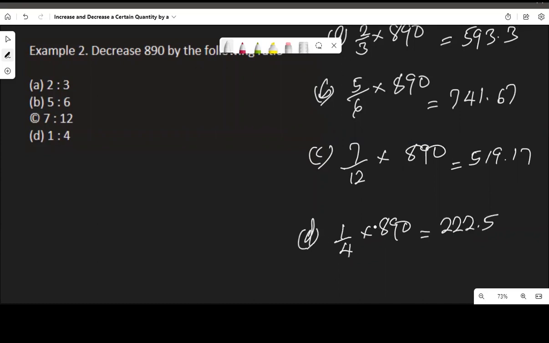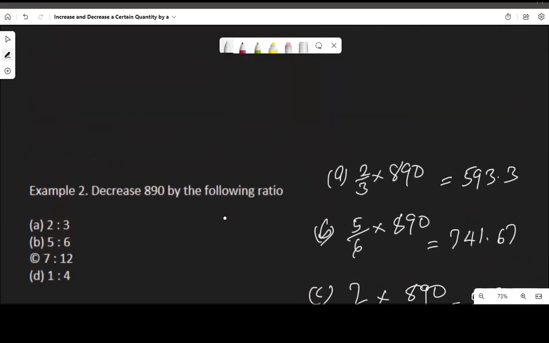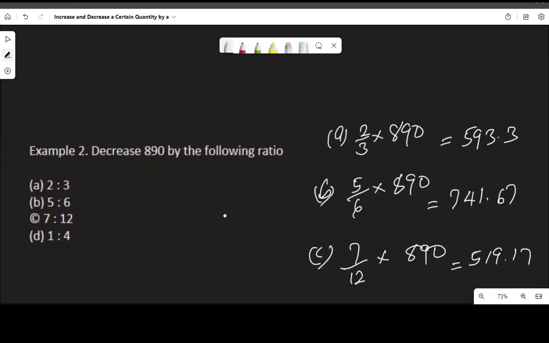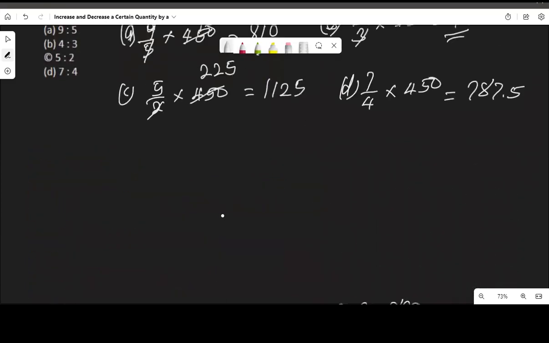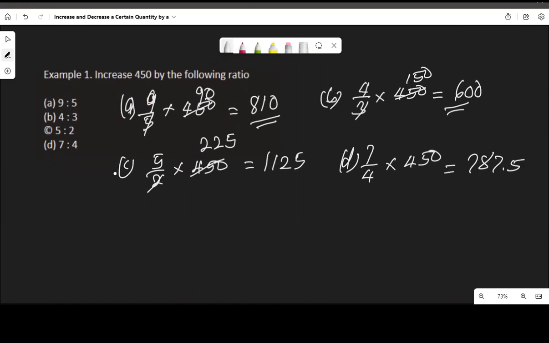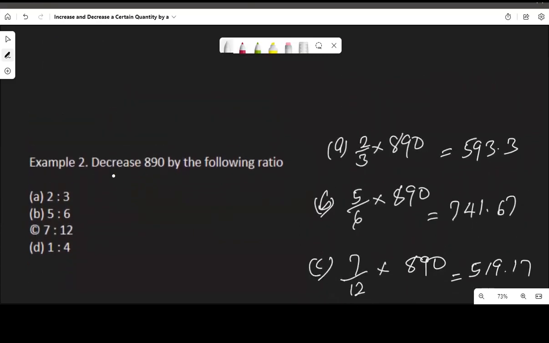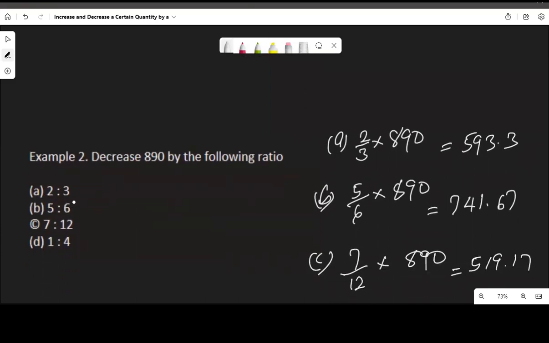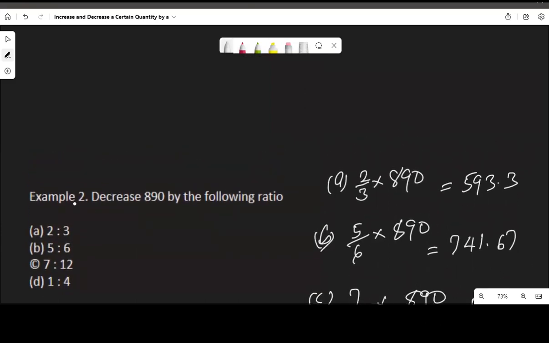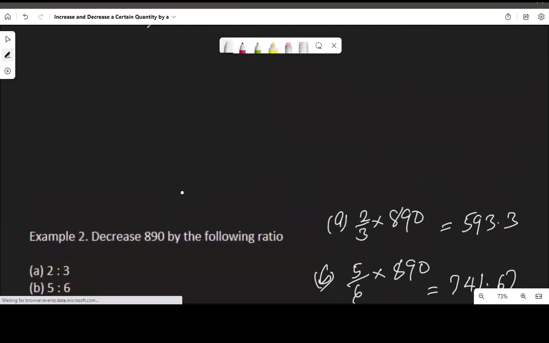Okay, that is how to increase and decrease a quantity by a given ratio. You multiply the ratio by the quantity, and if it is increased, the first number in the ratio, that is the numerator, is usually bigger than the denominator when the ratio is expressed as a fraction. If it is decreased, the reverse is the case. The numerator is less than the denominator when you express the ratio as a fraction. Then you multiply the fraction by the quantity you want to increase or decrease.